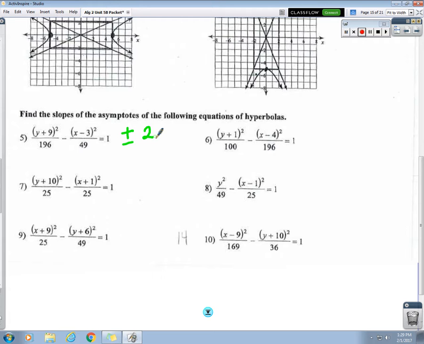My bad, 14 over 7. This is 14 over 7. 14 squared is 196. 14 over 7 is 2. 14 divided by 7?